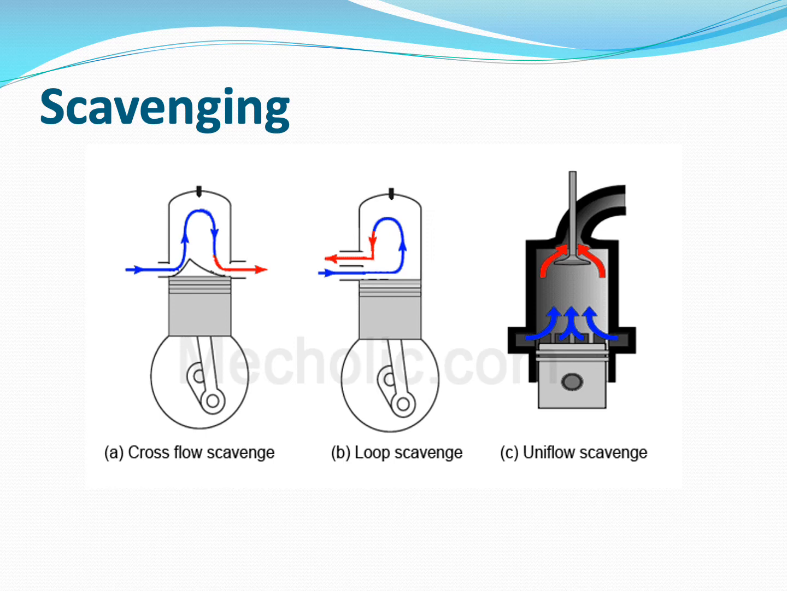In reverse flow system, the exhaust ports and scavenging ports are provided on the same side of the cylinder wall and exhaust port is situated just above the scavenge port. You can see.